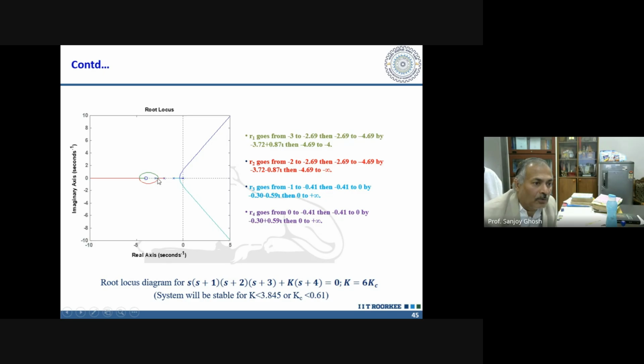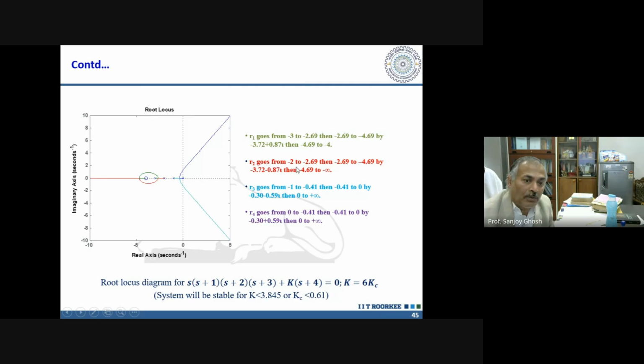The fourth one is going to this, and then going to this, and then this changes. So look at this, I have given R1, R2, R3, R4. How do they change? R1 goes from -3 to -2.69, then -2.69 to -4.6, and then -4.69 to -0.9. So R1 is totally on the minus side, on the minus side of the plane. That means the left hand side.